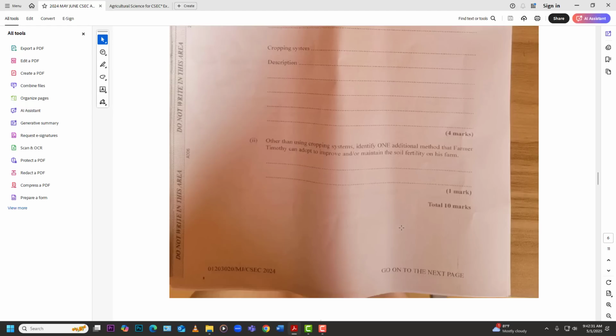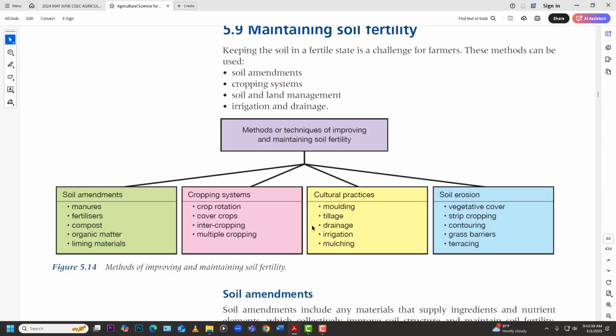Other than using cropping systems, identify one additional method that farmer Timothy can adopt to improve and or maintain soil fertility on his farm. We don't have to go too far. Look at all the others right there. You have cultural practices like molding, tillage, drainage, irrigation, mulching, adding soil amendments, manure, fertilizer, compost, organic matter, liming material.